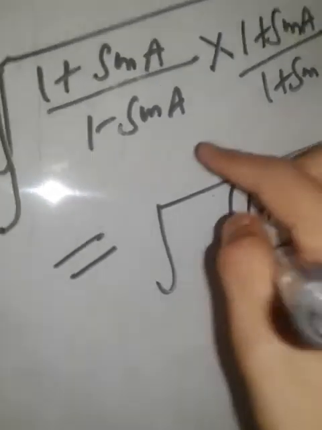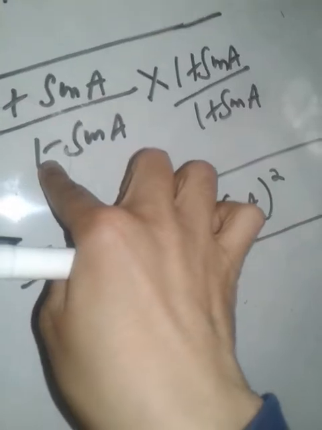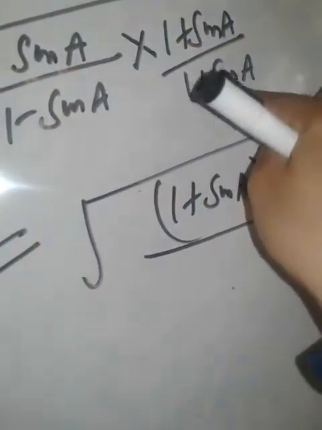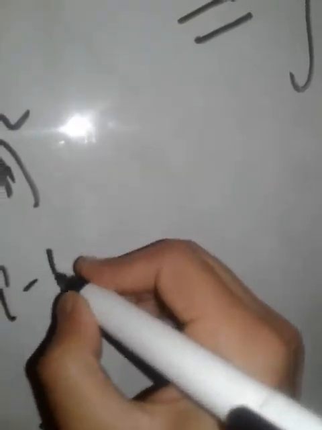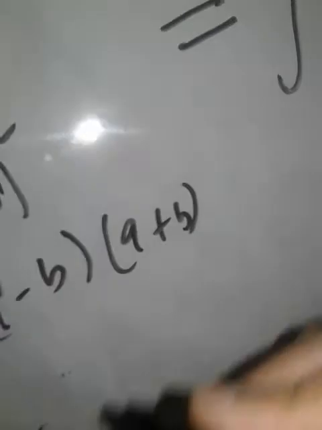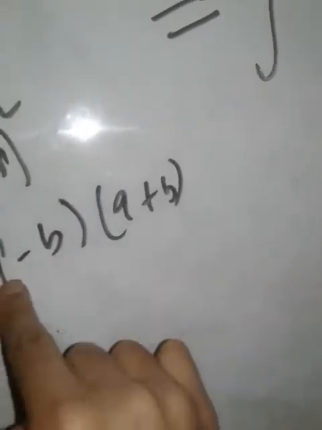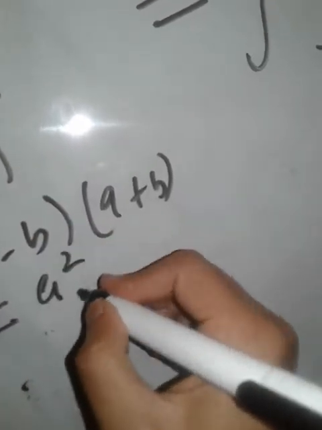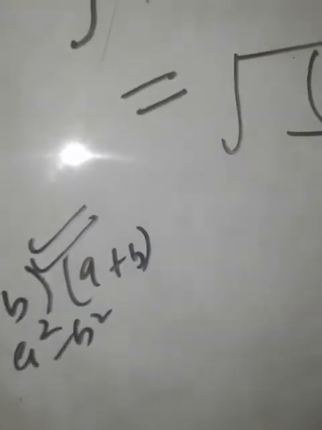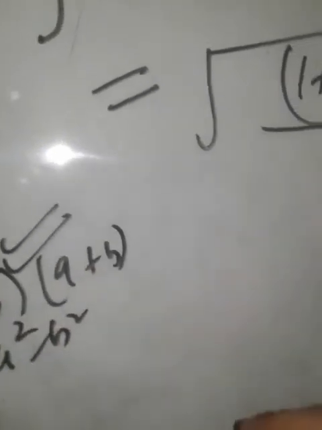Now in the denominator, have a look. This is (1 minus sine A) into (1 plus sine A), that is (a minus b) into (a plus b). It is an algebraic identity, you know it very well. (a minus b) into (a plus b) equals a square minus b square. This is a very useful identity. Frequently it is used in our questions, and you must remember it.